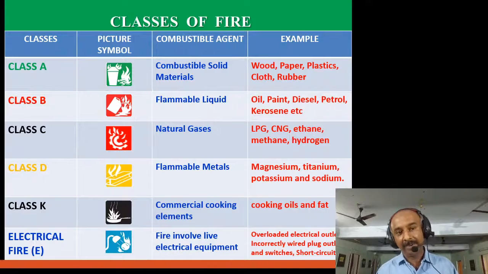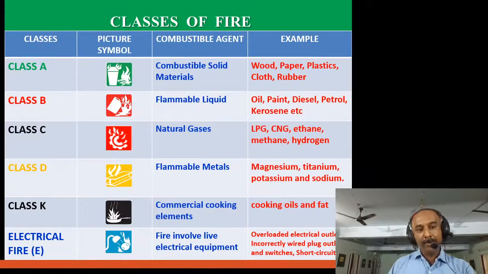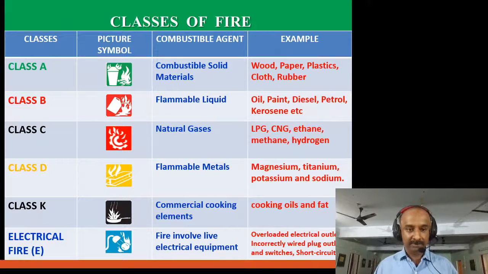What is Class A fire? Class A fire involves combustible solid materials such as wood, paper, plastics, cloth and rubber. So a fire that starts in combustible solid material is called a Class A fire. What is Class B fire? Class B fire involves flammable liquids such as oil, paint, diesel, petrol, kerosene, etc. A fire that starts in a flammable liquid is called a Class B fire.